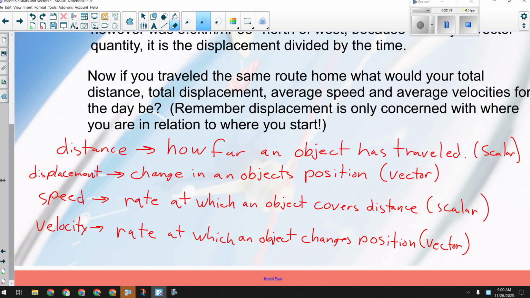Get those copied down. Okay, so the big thing to remember here is that when we're talking about any vector quantity, especially when it's displacement, it is how much did you change your position by. Not necessarily how far did you go, just how much did you change your position by. All right, does anybody still need that? Yeah, okay.